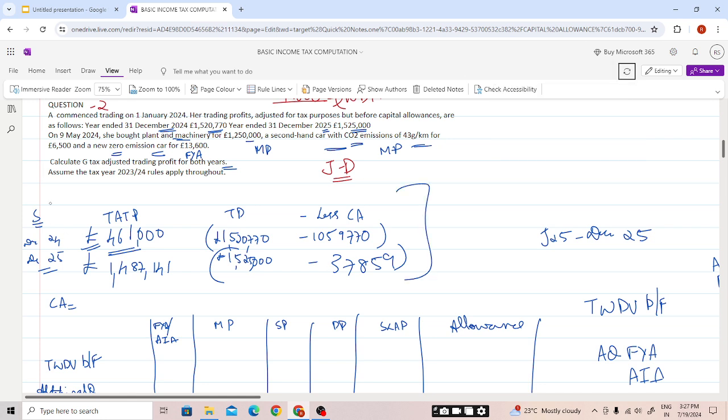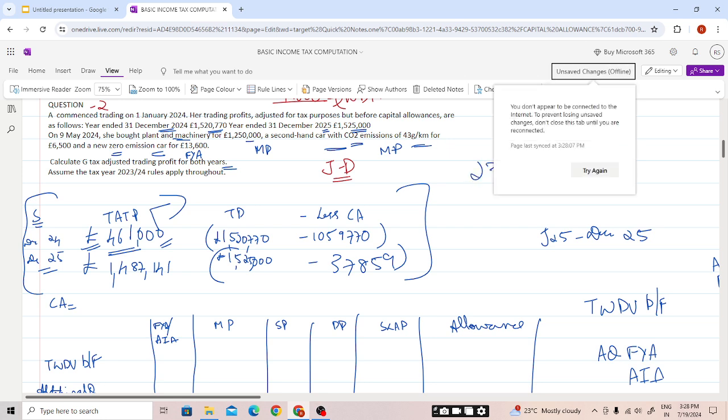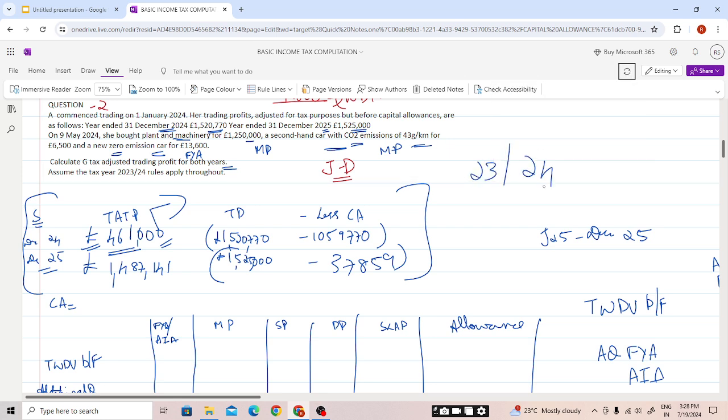Now this is as per accounting period, students. Capital allowance is also calculated as per accounting period. Now this tax adjusted trading profit you need to calculate as per the basis of assessment rule. For the tax year 23-24 you need to tax it till December 24, from April to December, and for the tax year from 1st April to 31st March.